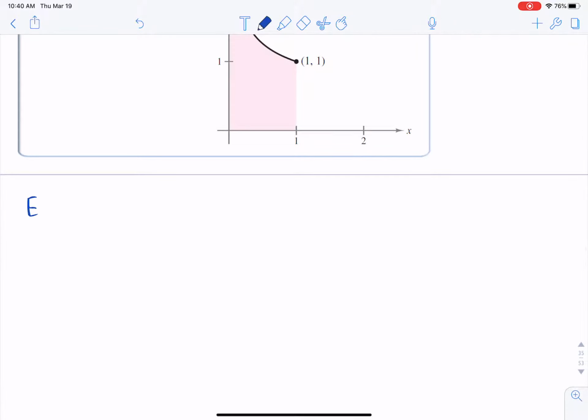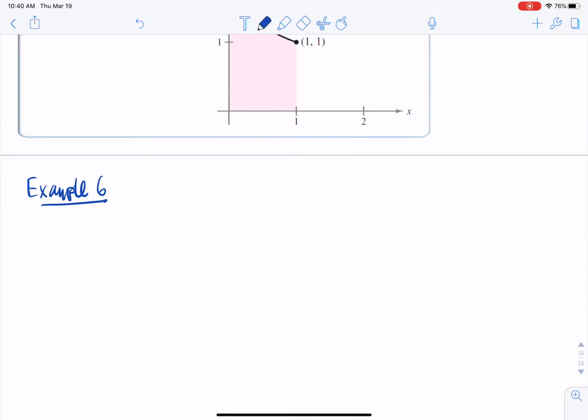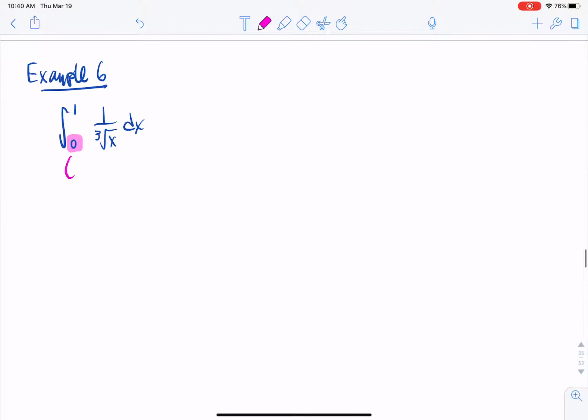So this is example 6. And we're trying to evaluate the definite integral from 0 to 1 of 1 over the cube root of x dx. And we're saying what makes this thing improper is that we have ourselves a vertical asymptote here, so we need to turn this thing into a limit. Okay. So we'll turn it into a limit.